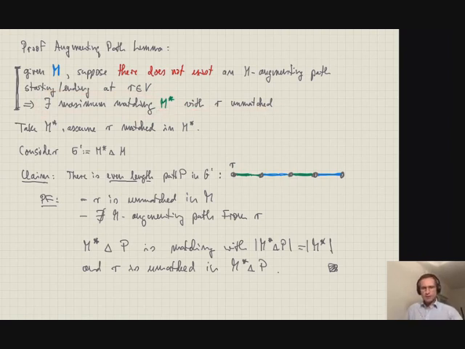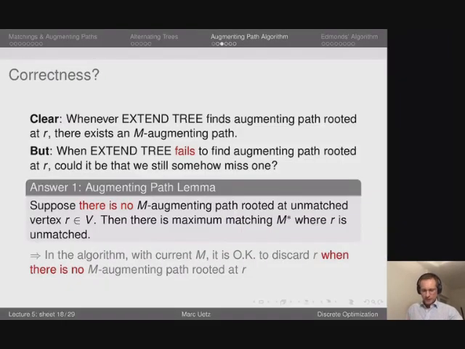And so once again, what does this give us? Going back to the slide. So this tells us that if there really is no M augmenting path rooted at R, then in the algorithm that we are considering with the current matching M that we have pre-computed, it's totally okay to discard this node R and skip it when there is no M augmenting path rooted at R.